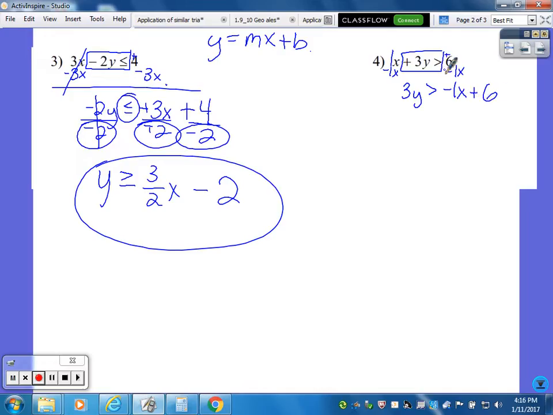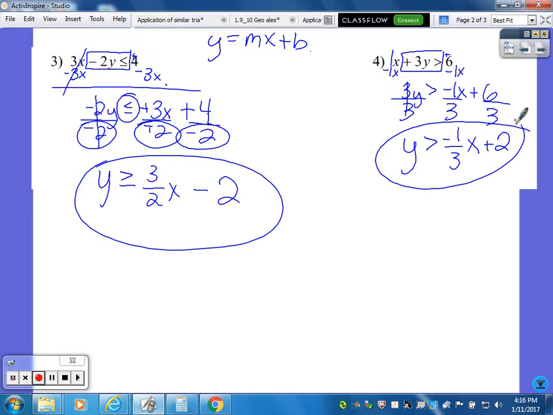Again, we just move that down the line. And now we get to divide everything by 3. So y is greater than negative 1 over 3. Leave that as a fraction. We like that. That's rise over run. And then plus 6 divided by 3 is 2. Everything's right there for you. Final answer. All right, I have 2 more for you.